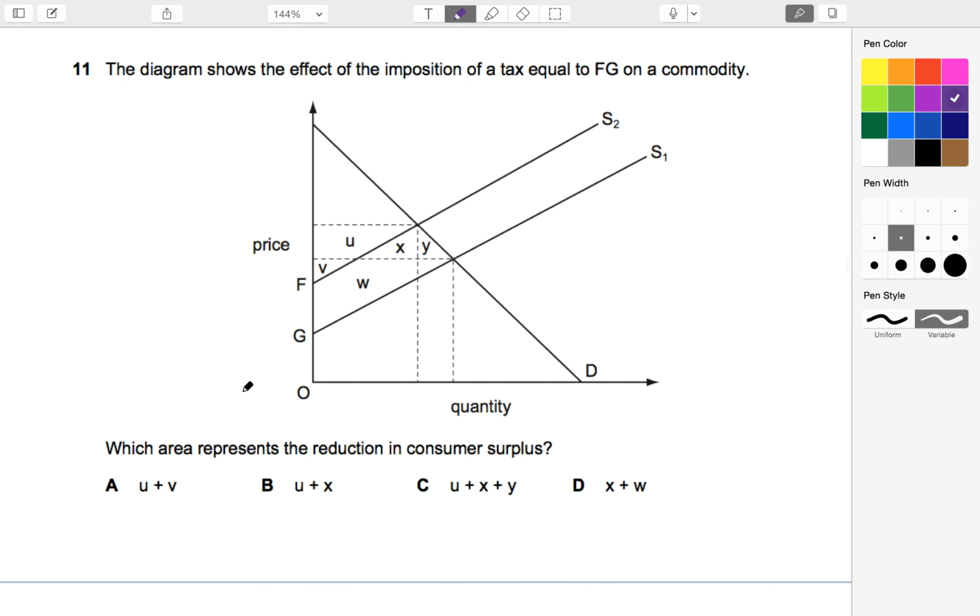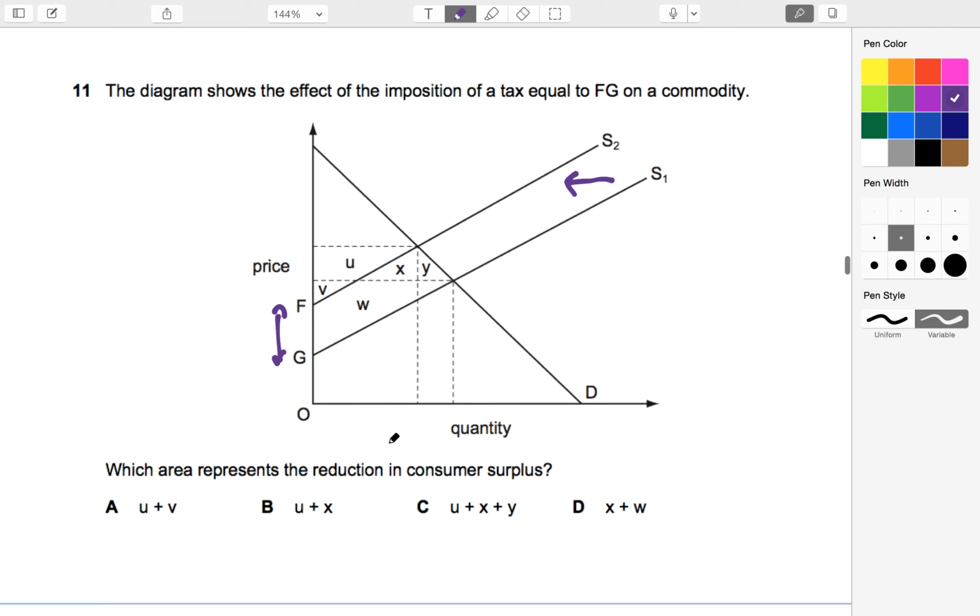Next we do 11. In 11, the diagram shows the effect of the imposition of a tax equal to FG. So FG is the amount of tax. The supply curve is shifting backward. Which area represents the reduction in consumer surplus? The reduction in consumer surplus will be shown by this area here, because previously when the supply curve is S1, my price will be, for example, P1. When the supply curve becomes S2, my price will be P2. So consumer surplus will now reduce by U plus X plus Y, or in other words, the right answer for 11 would be C.